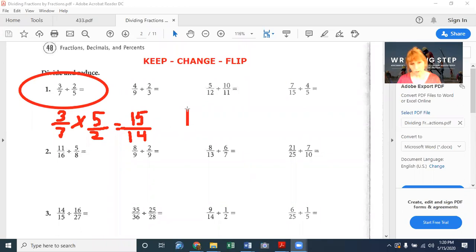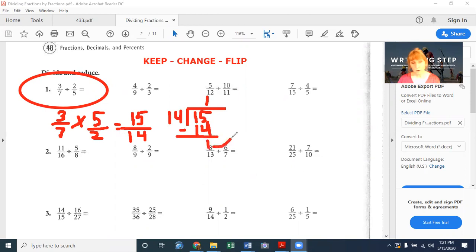So we're going to make a division sign. And the top number is your dividend. That's going to go into the inside of your division symbol house thing. And the 14 is your divisor. That's going to go on the outside. And your answer, your quotient, is going on the top. So you ask yourself, how many 14s go into 15? 1. 14 times 1 is 14. 15 minus 14 is 1.